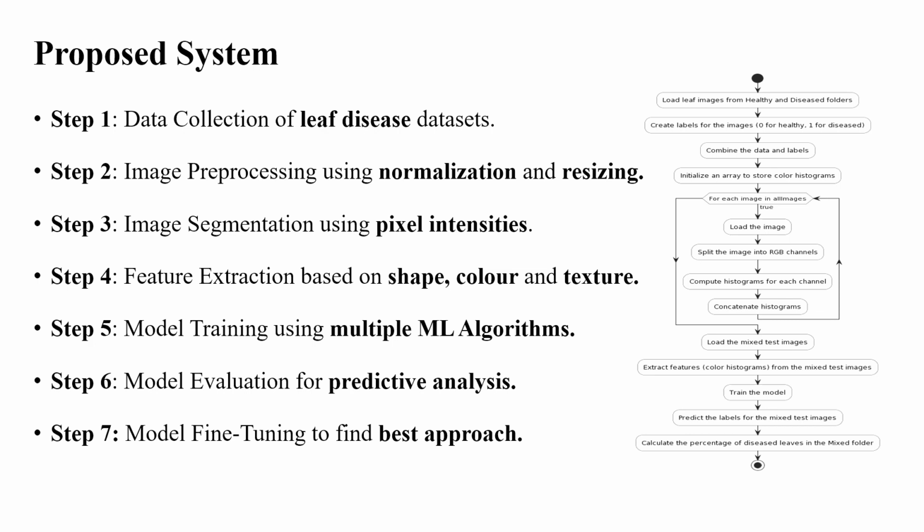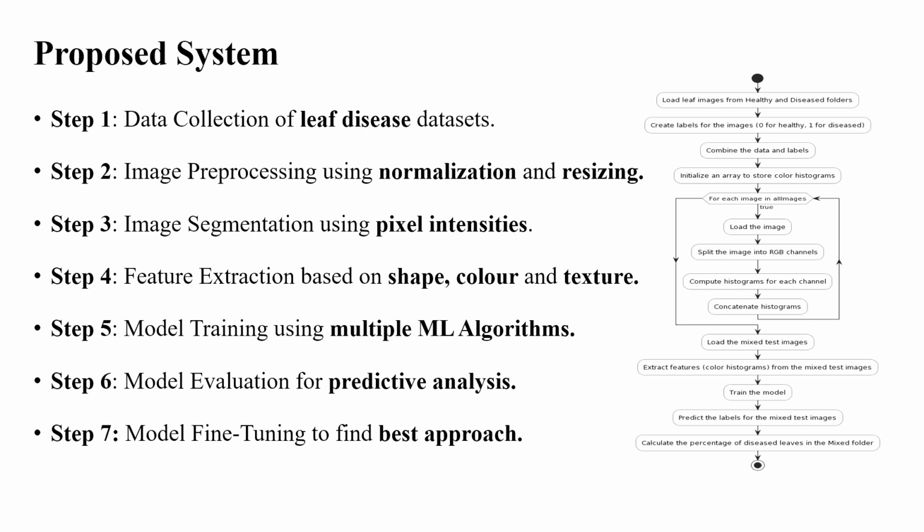It consists of 7 stages. Initially, at the first stage, during data collection, the leaves inside the leaf datasets would be organized as separate folders, that is, healthy, diseased, and mixed. Here, the mixed folder will be given as the input to the system.